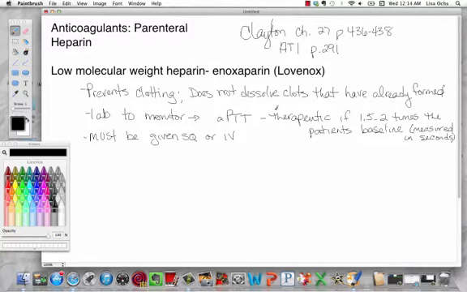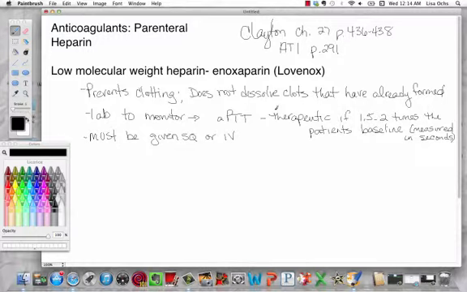Okay, so we're going to talk a little bit about heparin and Coumadin now. So now I'm in Clayton, chapter 27, pages 436 to 438, in the ATI book starting on page 291, under anticoagulants. So the hallmark drug here is heparin. You may also talk about something called low molecular weight heparin, and the most common drug there is Lovenox.